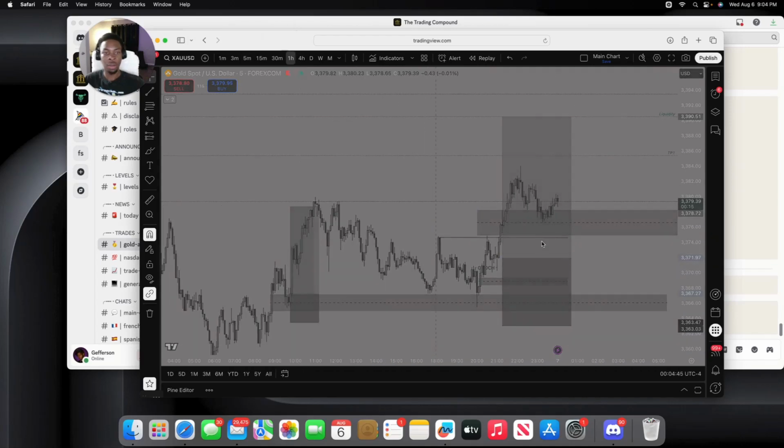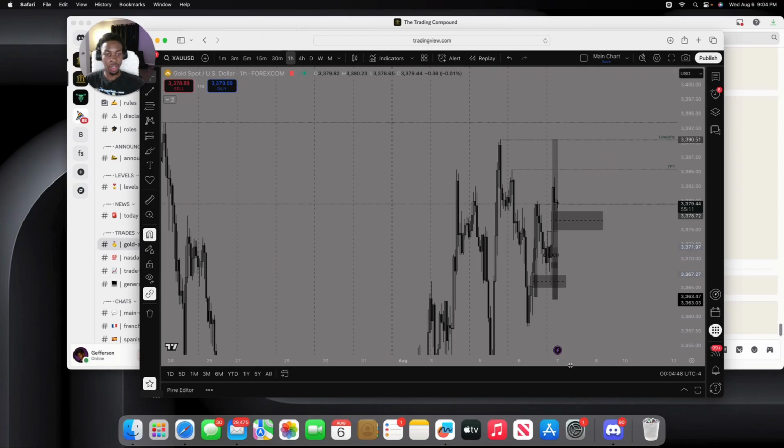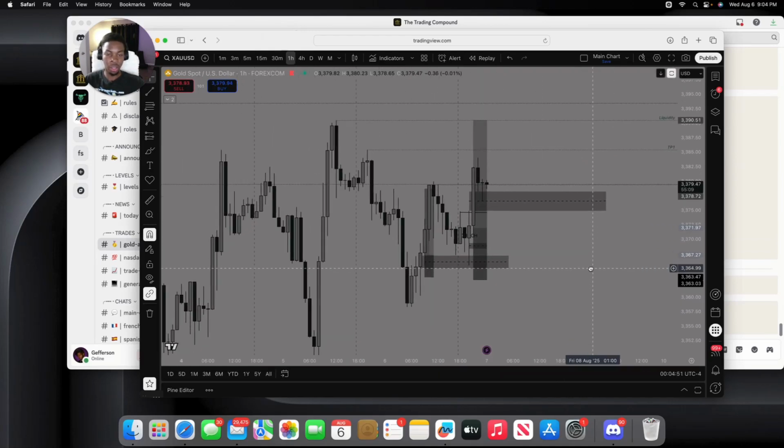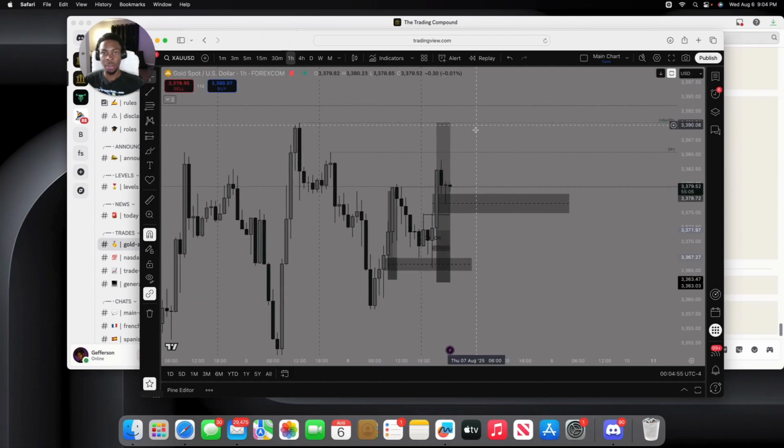Let me go on a 1 hour. Again, still the same thing. We can clearly see price printing lower highs. Then what happens? We got change of state of delivery. Price comes back down to our fair value gap that got formed by this candle.